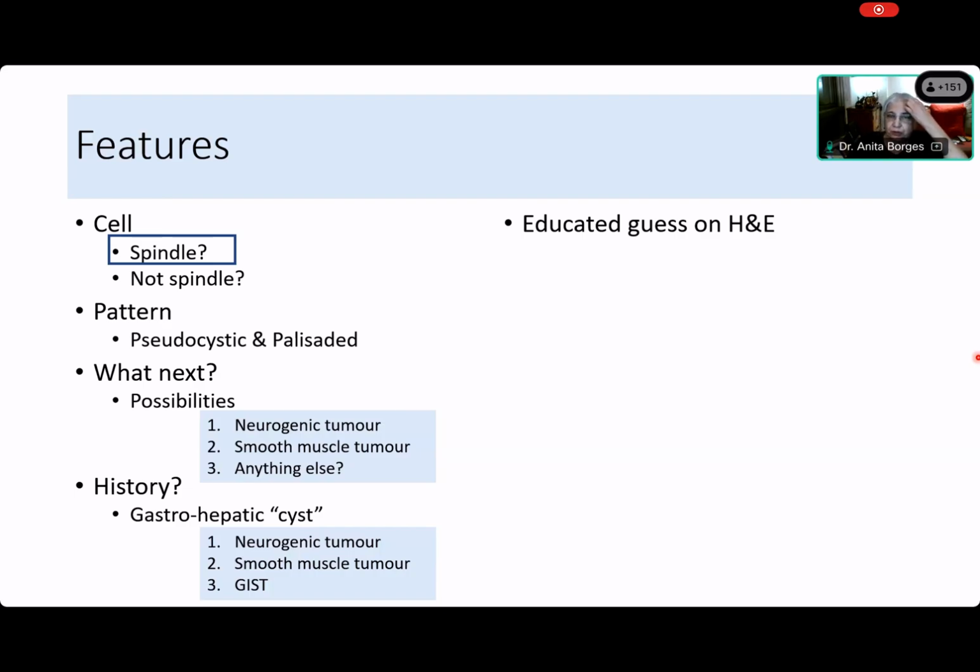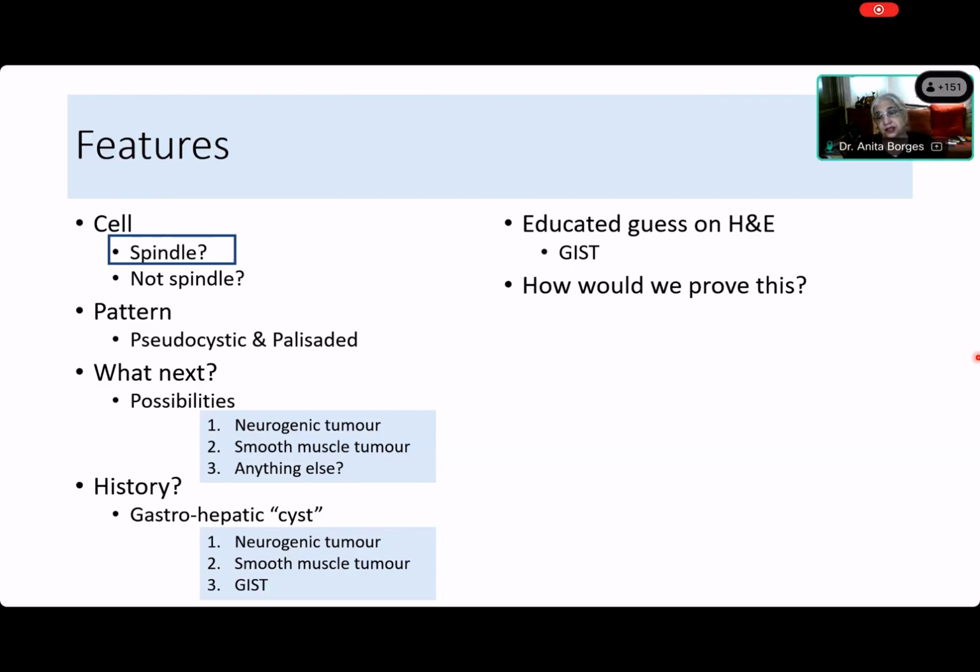Anybody doing anything in the chat box? What are they saying in the chat box? Neurogenic. Okay, but Diksha, you said gastrointestinal stromal tumor. So if you had to make an educated guess, it would be a gastrointestinal stromal tumor, because it is the most common tumor that will give you palisading, and be present in the gastrohepatic space. So I think your guess was a good guess.